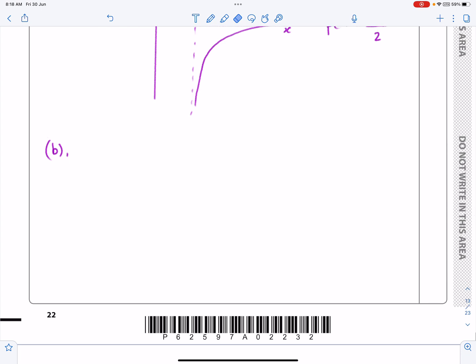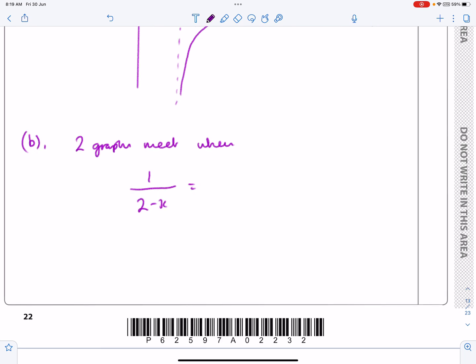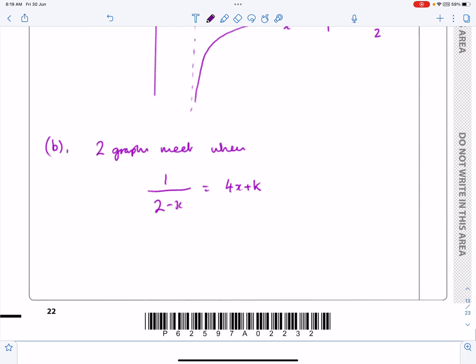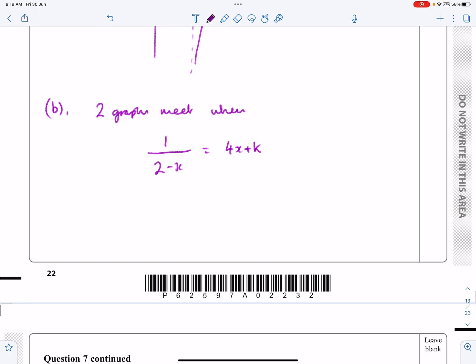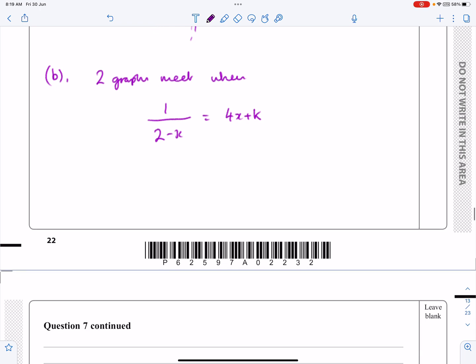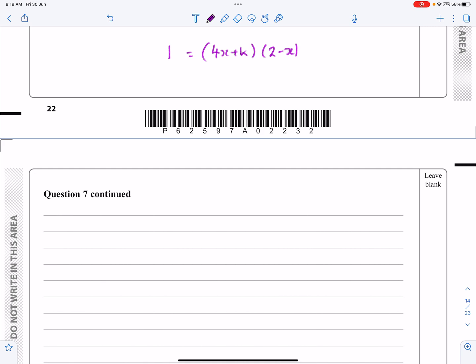So part B, we're saying where do the two graphs meet? Two graphs meet when one of them, 1 over 2 minus x, is equal to the other one, 4x plus k. Now, as I say, because I've understood what's going on here, I know this should turn into a quadratic, which leads me on to my first step, which is to multiply out and see what we get. So 4x plus k times 2 minus x. Not very nice algebra here, but at least I'm confident with what I'm doing. I'm going to get 1 equals, multiply all this together. You just take your time and do it. I'll do it down the bottom here.